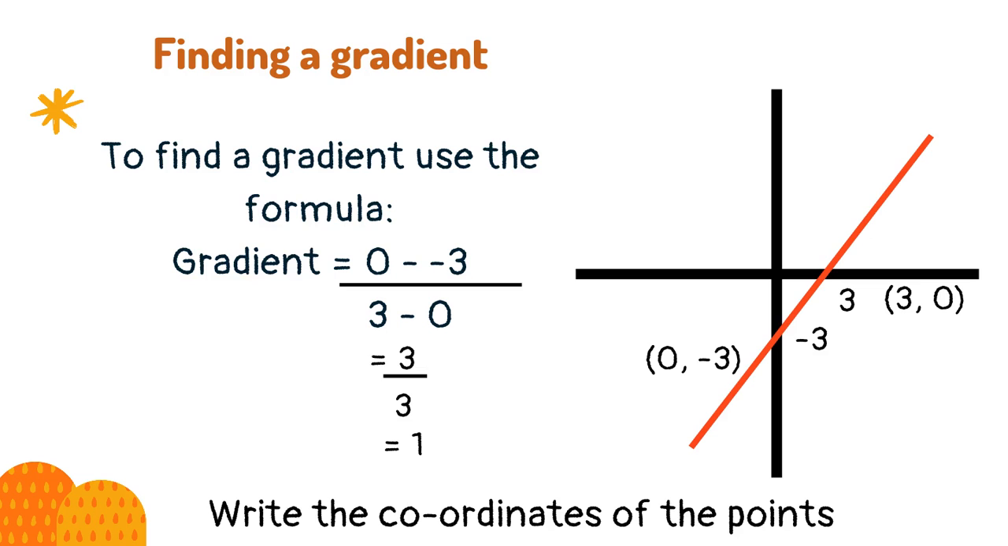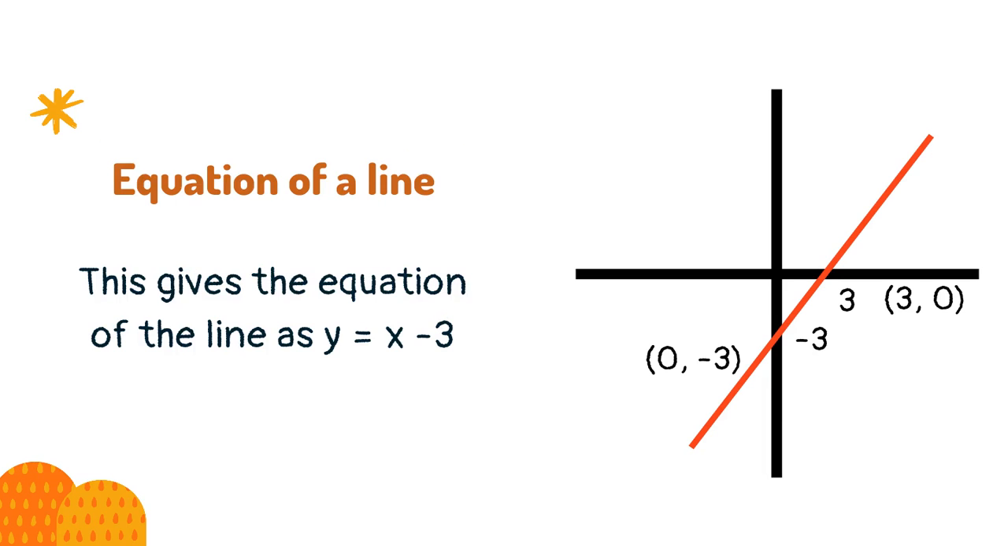With the x-coordinates, we can see that the final position is 3 and the initial is 0. Subtracting 0 from 3 gives 3. 3 divided by 3 gives 1. So the line has a gradient of 1. This gives the equation of the line as y equals x minus 3.